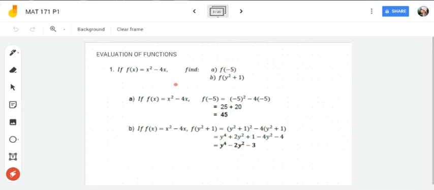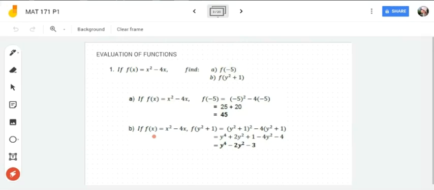Okay, so example number 1, if we have a function which is f(x) = x squared minus 4x, and we are getting the function of negative 5, then simply substitute negative 5 to your x here and here. So negative 5 squared minus 4 times negative 5. Negative 5 squared is equal to 25, and 4 times 5 is equal to 20. If you add 25 plus 20, you will get 45. So if we evaluate this function at x equal to negative 5, our answer will be 45.